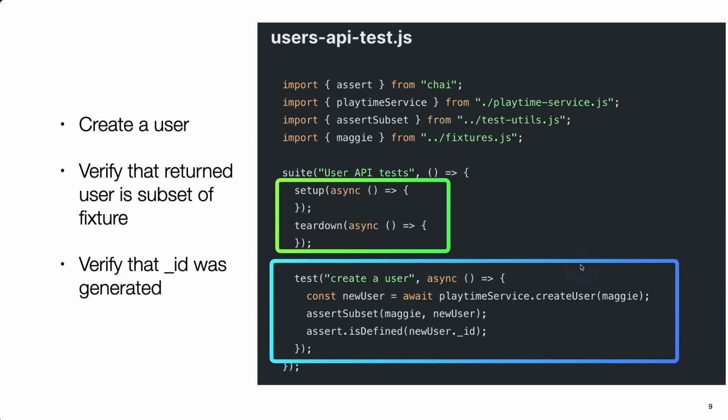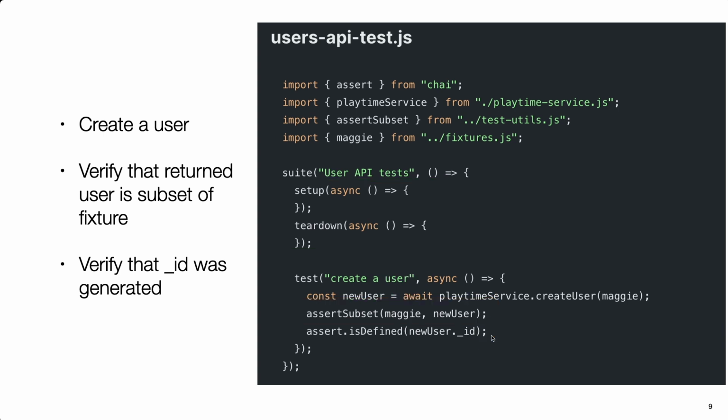We're going to use the playtime gateway to create a user. It's Maggie, and we're awaiting a response. We are expecting to get back a user that contains all the fields provided in Maggie, maybe more. So we're using the assert subset we've spoken about. And we're additionally saying I would like an ID to be present. So we've an extra is defined new user.id. The ID isn't null.